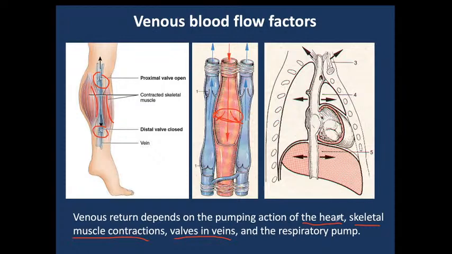And the last factor, but not the least factor, is the respiratory pump. What does it mean? When we breathe, inside of our thorax we have negative pressure, and this negative pressure helps large veins, especially those located in the thorax. This negative pressure helps blood to flow in these large veins.